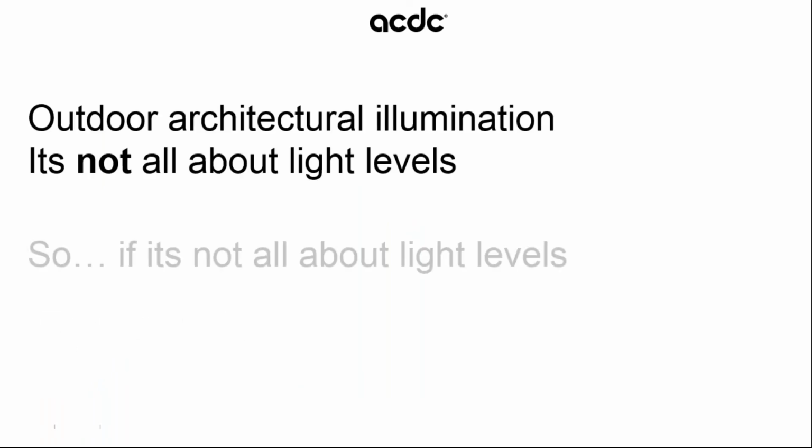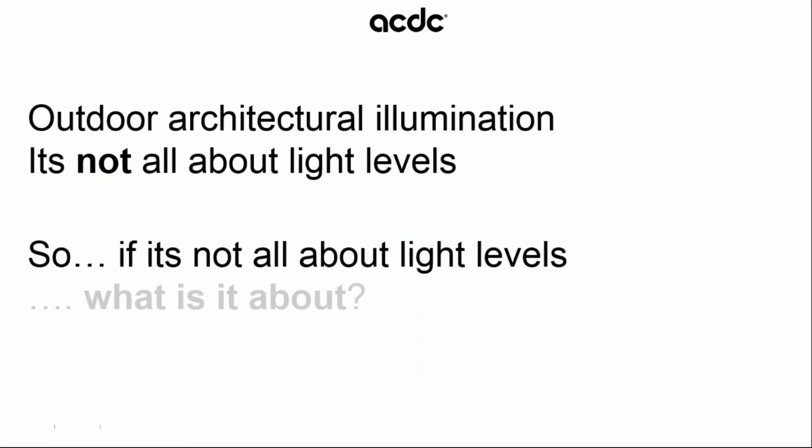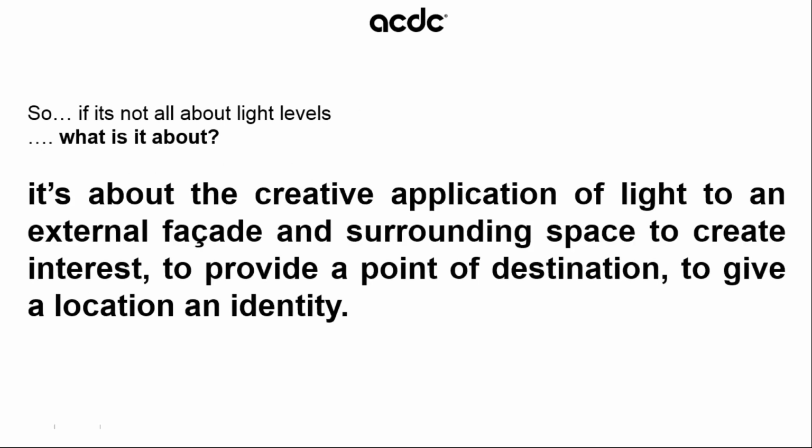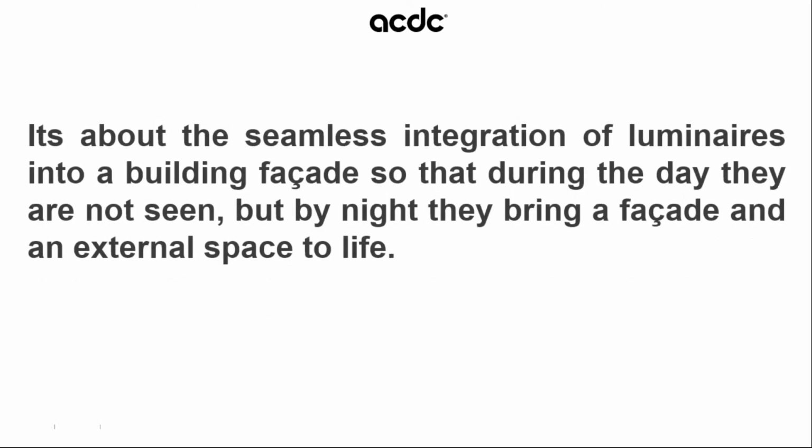So to conclude this webinar for today, for us as ACDC and the Zumtobel Group, outdoor architectural lighting is not all about light levels. So if it's not about light levels, what is it about? For us, it's about the creative application of light to an external facade and its surrounding space, to create interest, to provide a point of destination, to give a location an identity. It's about the seamless integration of luminaires into a building so that during the day they are not seen, but by night they bring a facade and an external space to life.